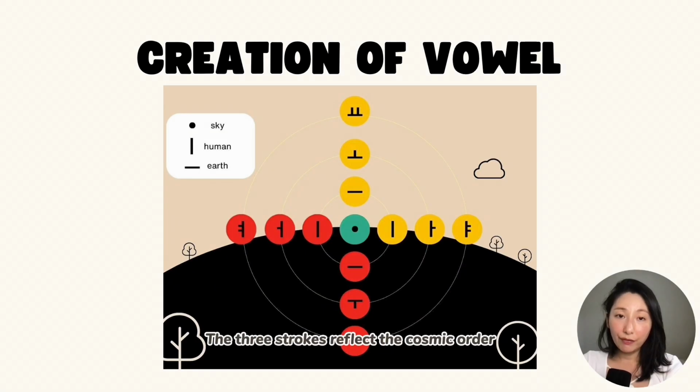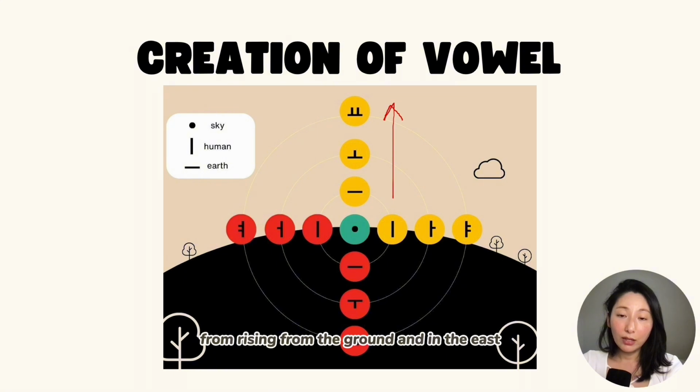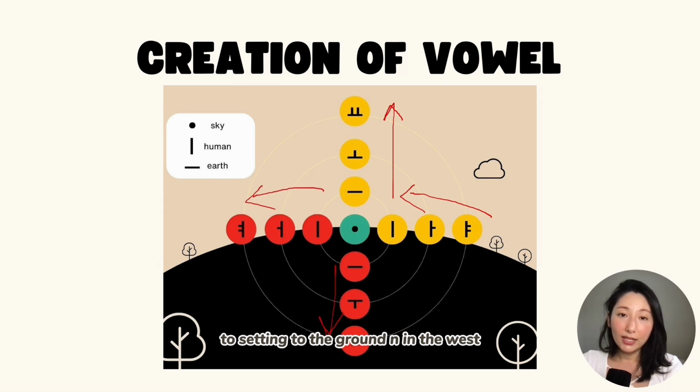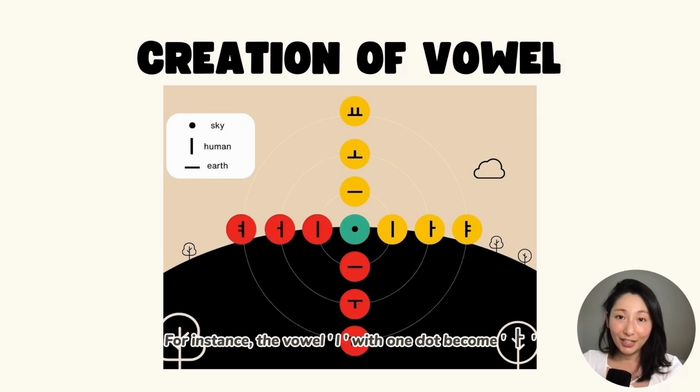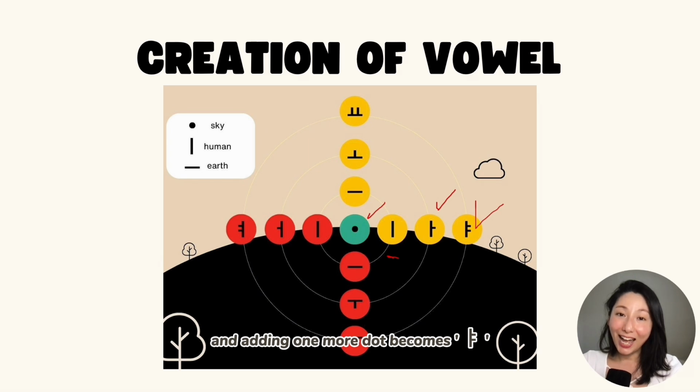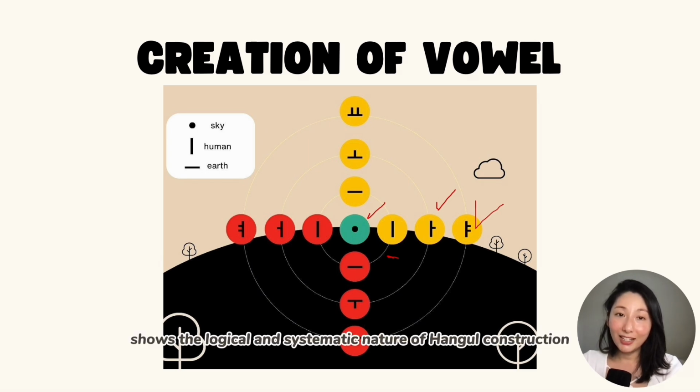The 3 strokes reflect the cosmic order, resembling the sun's movement from rising from the ground in the east to setting to the ground in the west. The combination of these strokes creates vowels. For instance, the vowel E with 1 dot becomes A, and adding 1 more dot becomes Ya. This system shows the logical and systematic nature of Hangul construction.